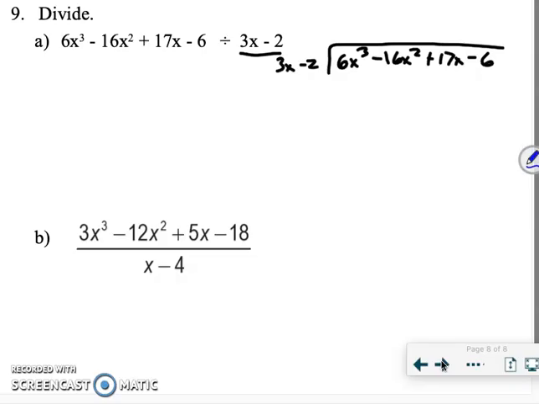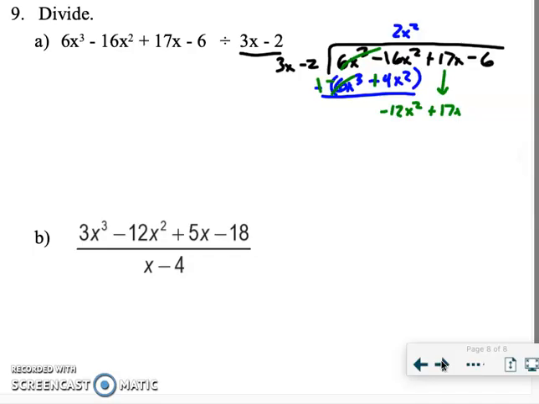So 3x goes into 6x cubed. We'd say 2x squared times. When I multiply 2x squared times 3x minus 2, that's going to give me 6x cubed minus 4x squared. We have to remember that I'm subtracting this, which really means that I have to add the opposite. So these are going to cancel, which is going to give me negative 12x squared, dropping my 17x, excuse me, to look like this. All right, so 3x goes into negative 12x squared. We'd say negative 4x times.